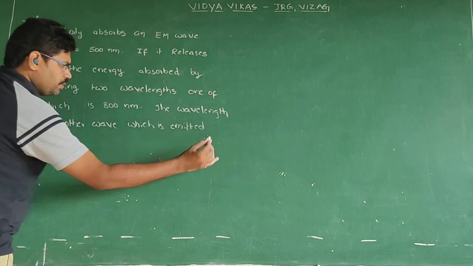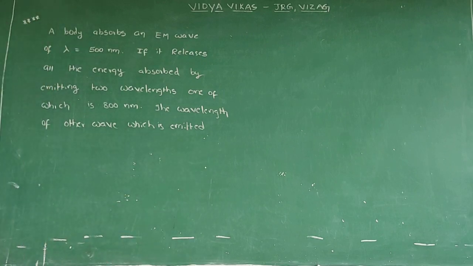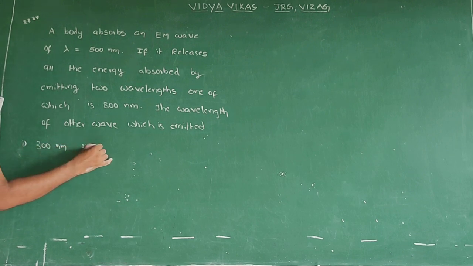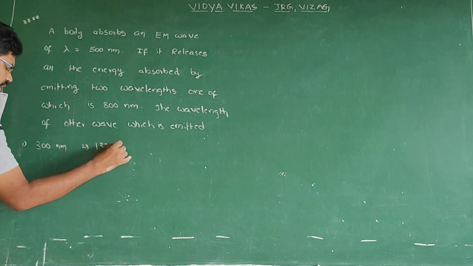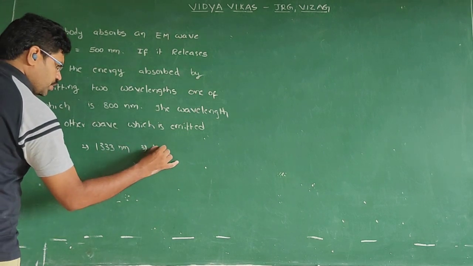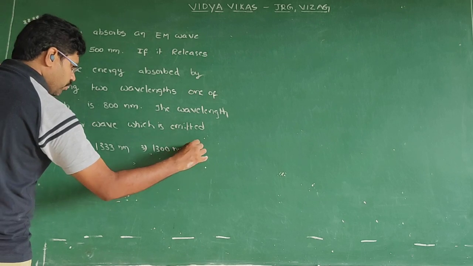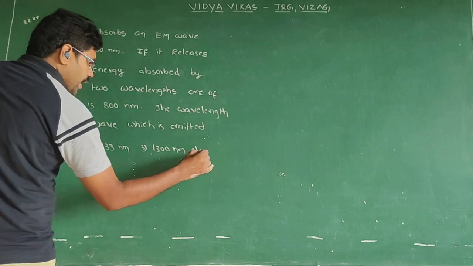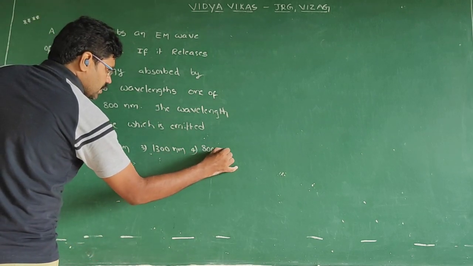Previous NEET question. While we come to the different options, students, the first one is 300 nanometers, another one is 1333 nanometers, the third one 1300 nanometers, and the fourth one, dear students, 800 nanometers. This is the question.